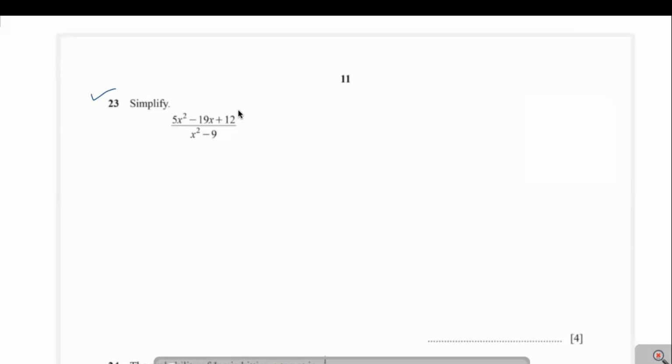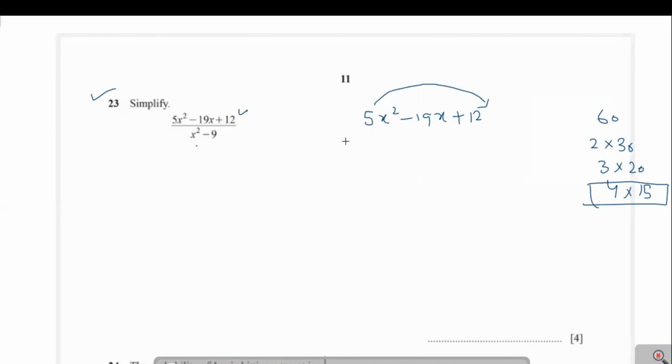Simplify (5x squared minus 19x plus 12) over (x squared minus 9). Now to simplify, firstly we factorize this expression. To factorize this expression, we multiply the coefficient of x squared by the constant, we get 60. Now we factorize this: you see here 2 times 30 is 60, 3 times 20 is 60, 4 times 15 is 60. When we multiply the numbers, we get 60, and when we add these two numbers, we get 19. You see here, this is the factor pair we will use in this expression.